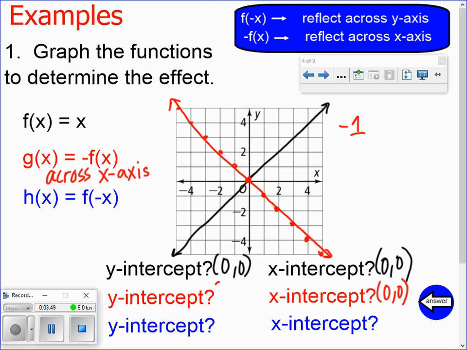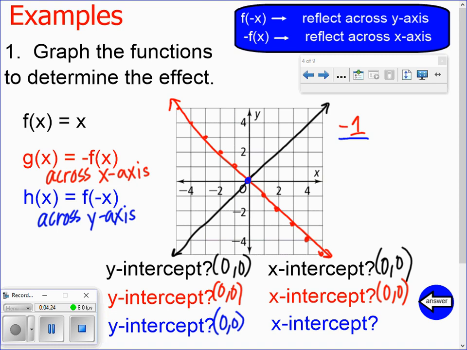Notice that the y-intercept is also 0, 0 in this case. And so our x and y-intercepts didn't change. When we look at h of x, this is a reflection across the y-axis because the negative is on the inside. When we reflect across the y, remember the y-intercept is what stays the same. So that means we're going to have our y-intercept, which is right here. Again, the slope is the opposite, so the slope is still going to be negative 1.